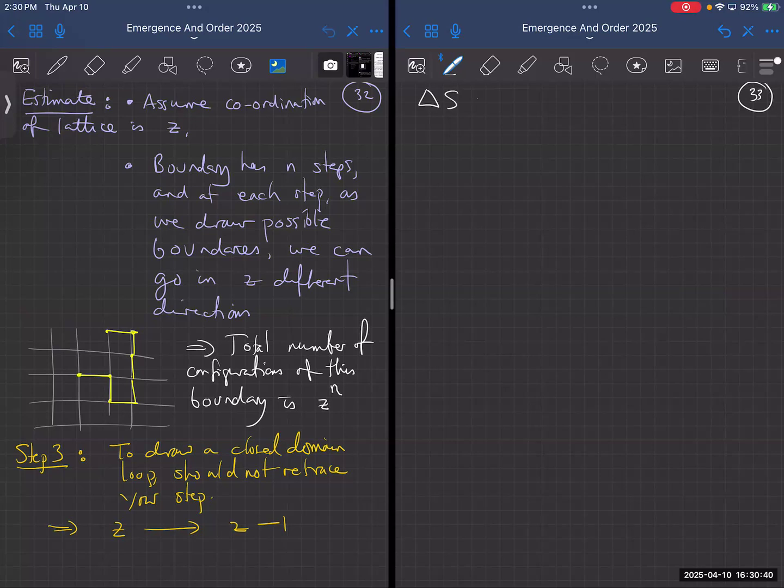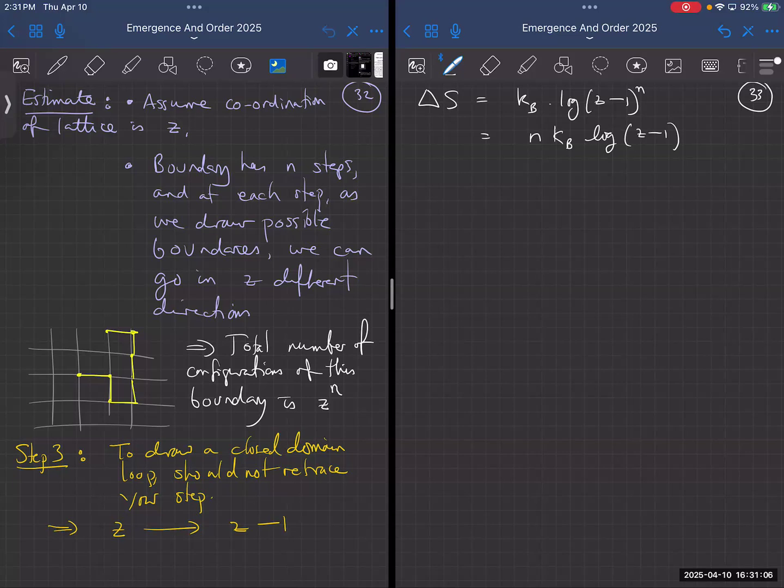Then the change in entropy is going to be k_B times the logarithm of (z minus 1) to the n, and it might be a slightly different estimate, but it's going to be something like that. And so that's going to be n times k_B times the logarithm of (z minus 1). So z is, say, 4, so z minus 1 is 3, so the logarithm of 3, some number like that.